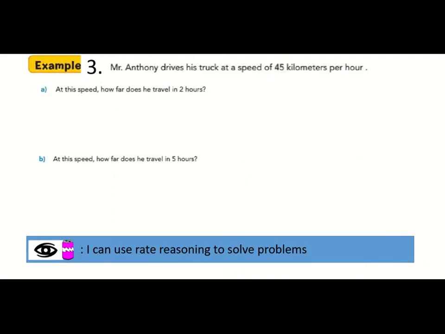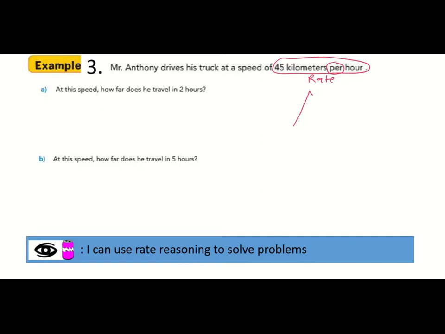For example 3, it says Mr. Anthony drives his truck at a speed of 45 kilometers per hour. Now, in a past lesson, we talked about the word per, and anytime you see the word per, we know that this would be a rate. So 45 kilometers per hour is the rate. That is how far or how fast Mr. Anthony's truck is going. Let's go ahead and use this diagram.